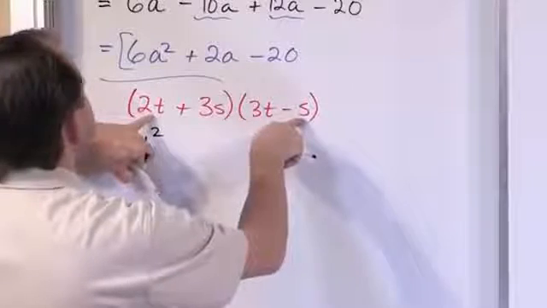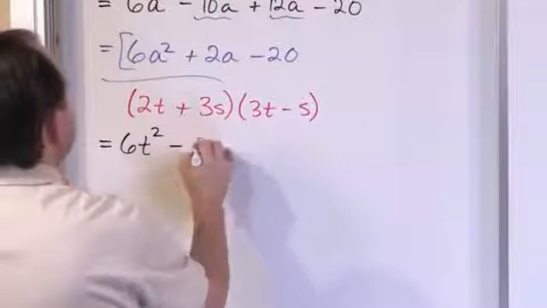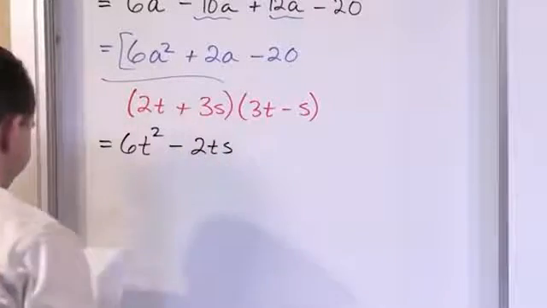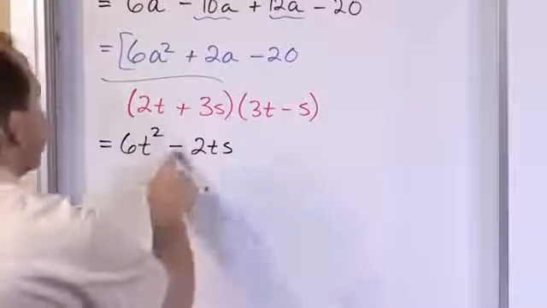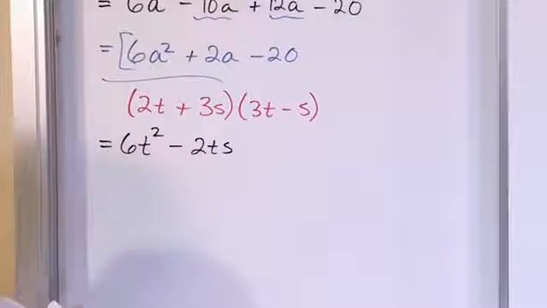Here you have 2t times a negative s. So you have a negative times positive. So you have negative 2ts. All right? The negative comes from the fact that it's a negative s times a positive 2. Negative times positive gives you negative.